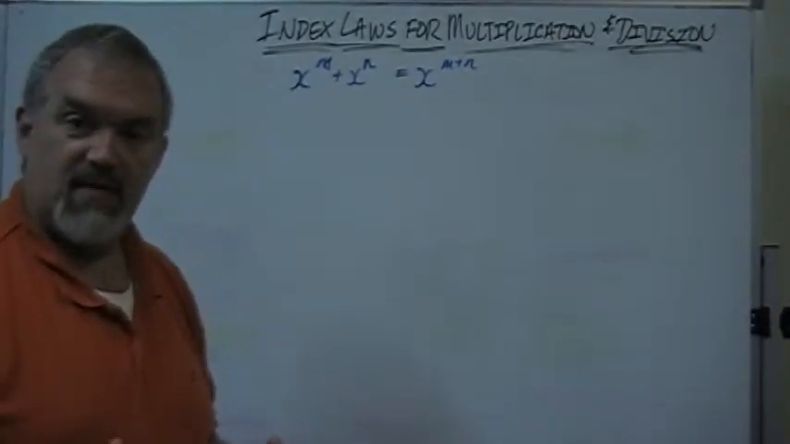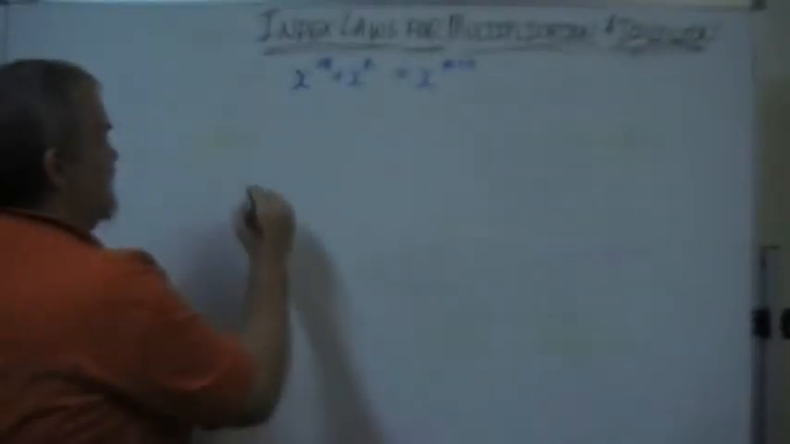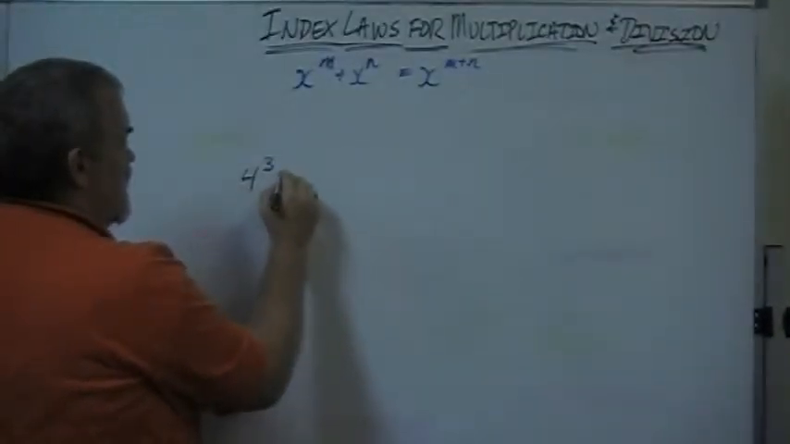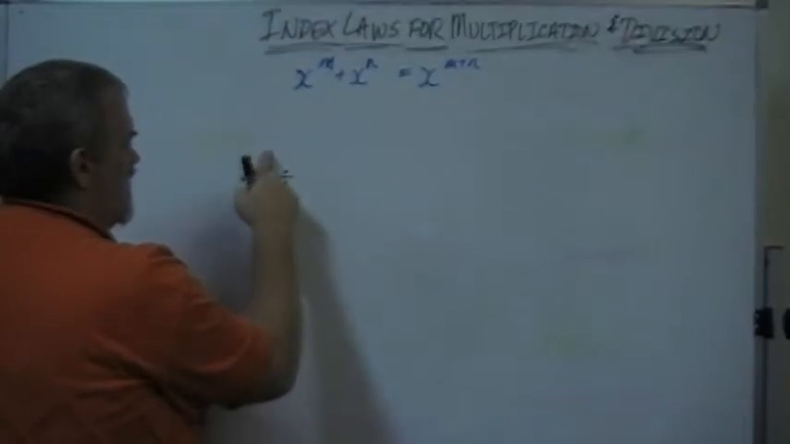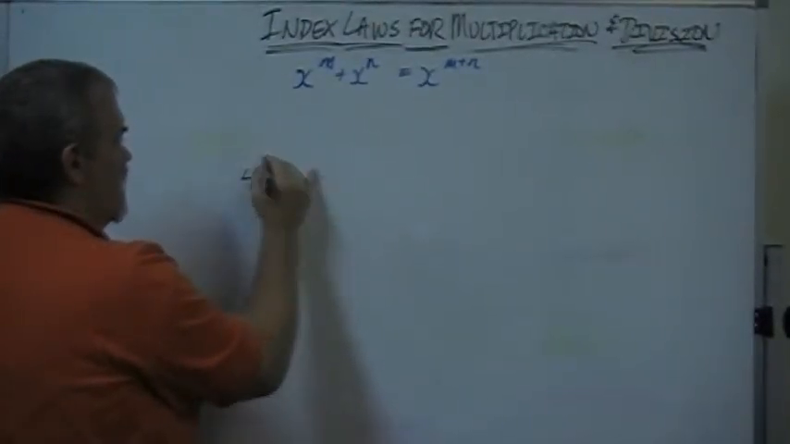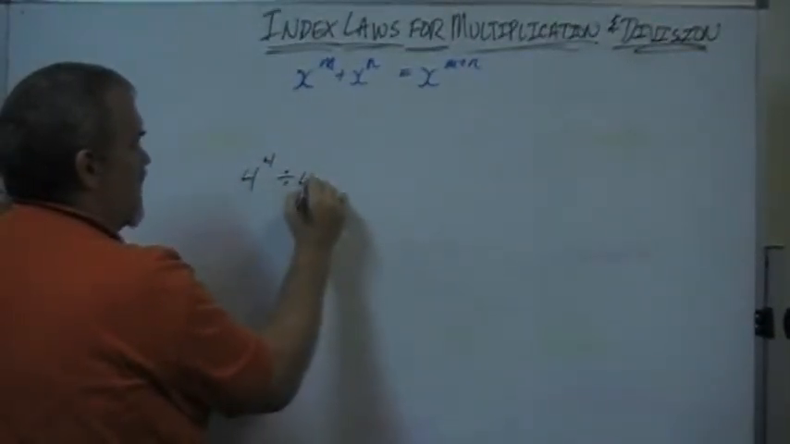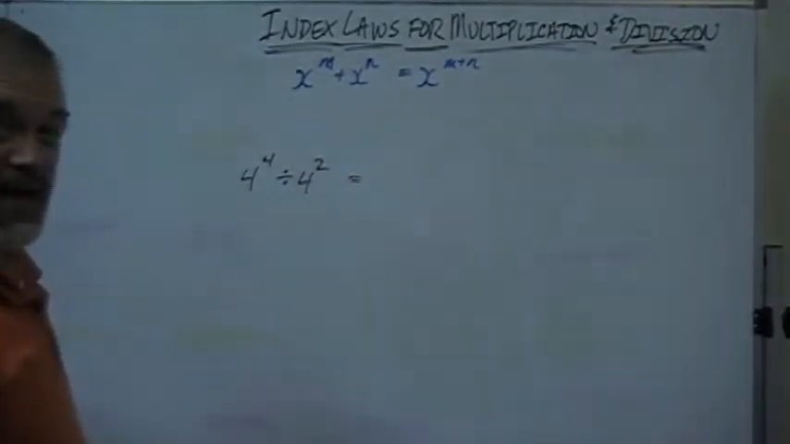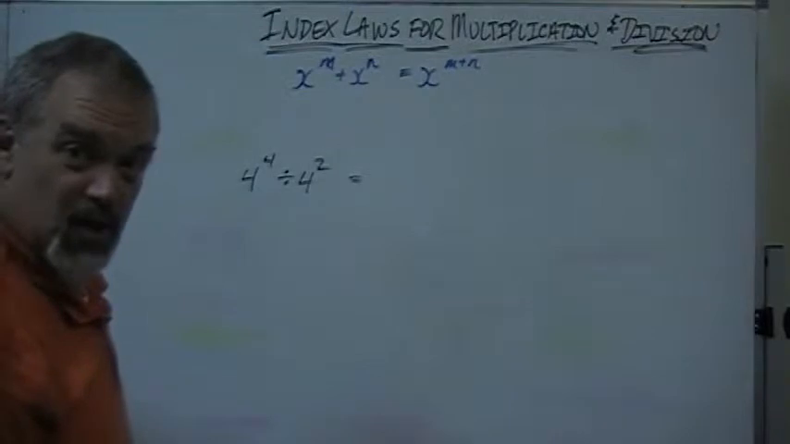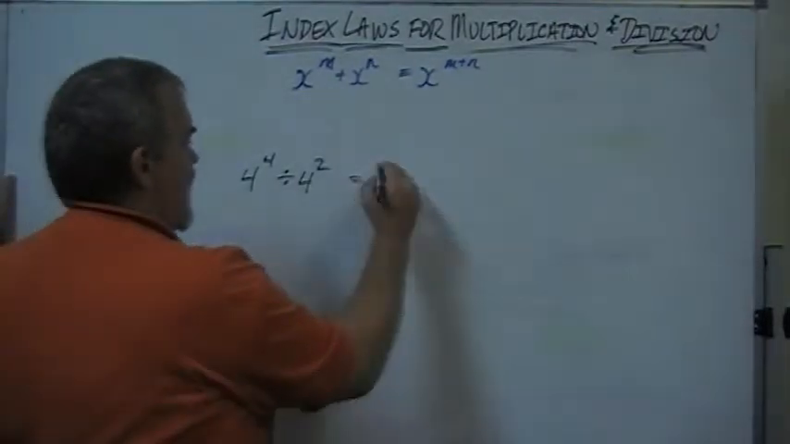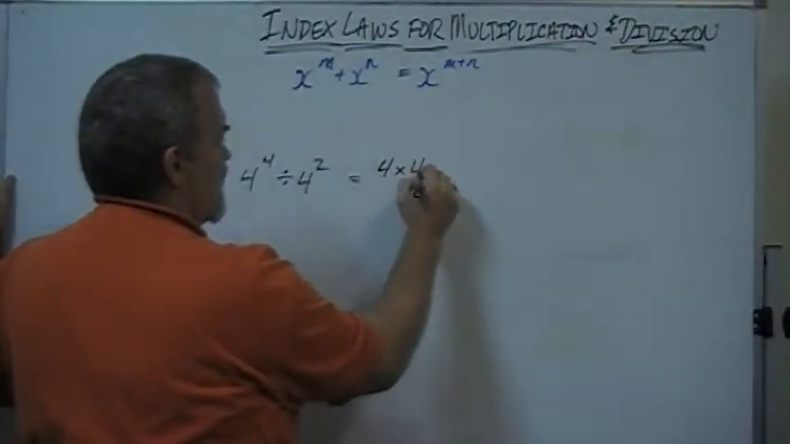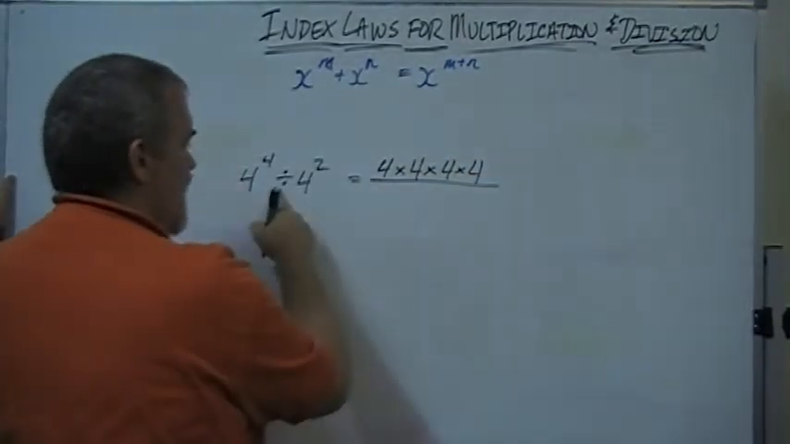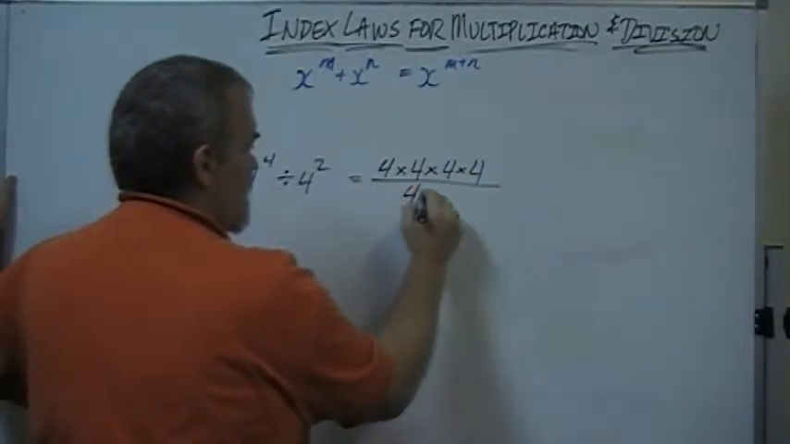Let's say, for sake of discussion, and we'll make this a fairly simple one to start with, that I had 4 to the 4th divided by 4 squared equals, now we can rewrite that in expanded form. What would it look like in expanded form? We would have 4 times 4 times 4 times 4 divided by 4 times 4.